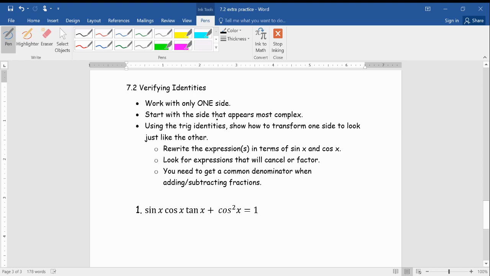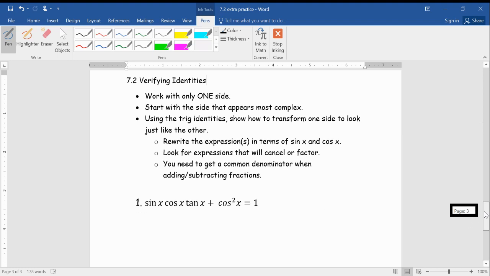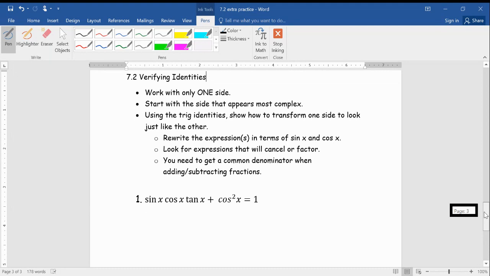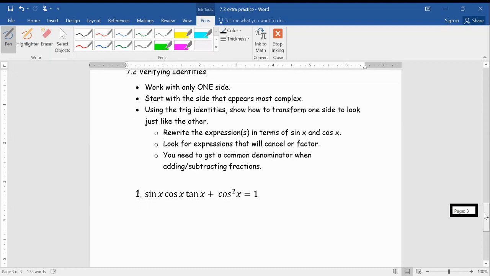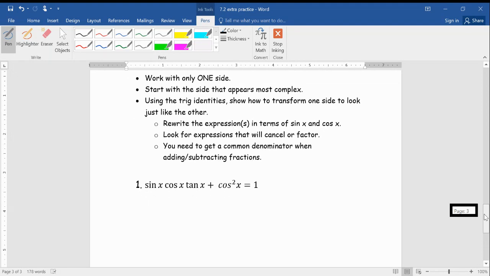The next thing would be to start with the side that appears to be the most complex, the one that looks like you can do the most simplifying with. Sometimes it's kind of hard to decide which one will be more complex or which one you can actually make something happen with. And that's when you may have to go back and start over if you realize it's not going well.